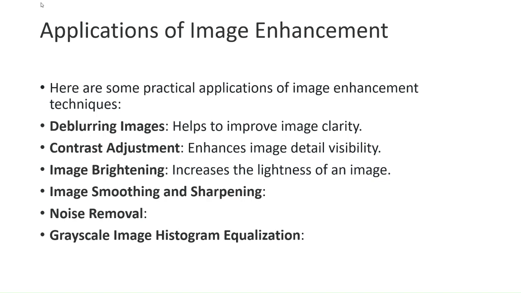Next, image smoothing and sharpening. These categories all come under editing images. Next, noise removal means editing the pixels of the image. Next, size of the images. If we have unwanted data in the images, deleting that unwanted data is known as noise. Next, grayscale image histogram evaluation.